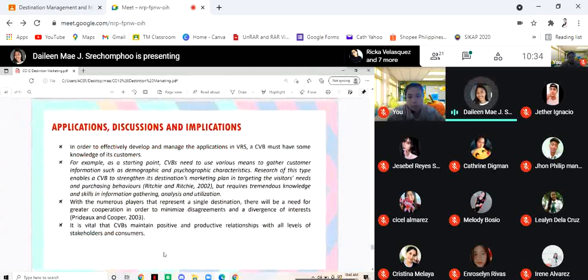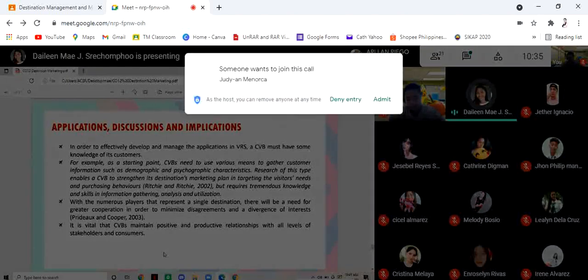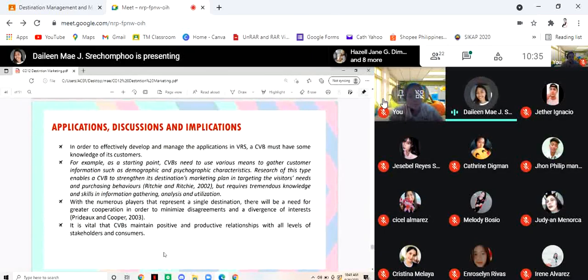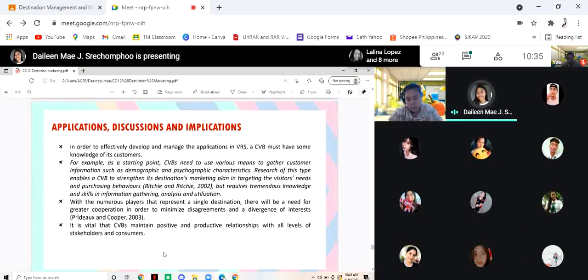Next is, in order to effectively develop and manage the application of BRS, a CVB must have knowledge of its customers. So, yun nga, kailangan yung knowledge, patuloy ka pa ding nag-i-inquire dun sa customer kasi tulad nga na nasabi ko kanina, hindi naman nag-i-stay lang sa isang preference yung mga customer. Kaya kailangan, inaaral pa rin natin or nagko-collect pa rin tayo ng data para malaman natin yung mga current needs and wants or trends ng market na tina-target natin.